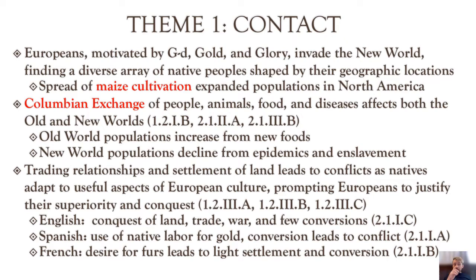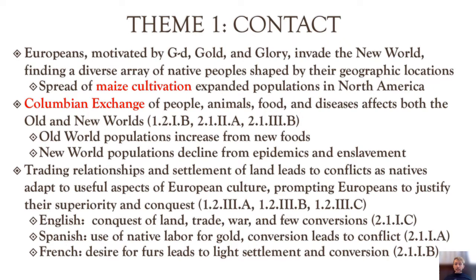When Europeans came, invaded, they brought people, they brought animals, they brought their food, and they brought diseases. In turn, they discovered people, animals, food, and diseases in the New World. And the exchanging of both of those we call the Columbian Exchange, as the new and the old worlds intermingle all of these biological elements.